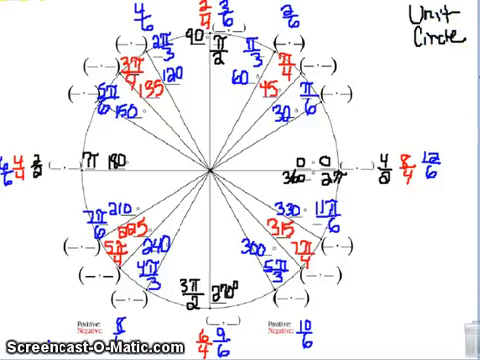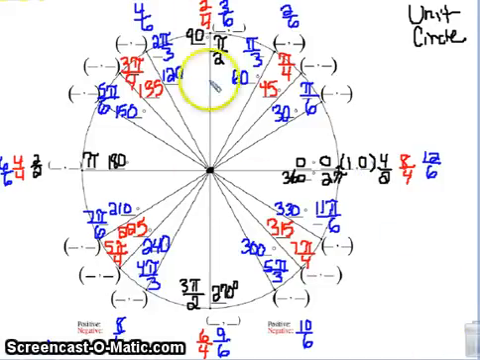So our unit circle has a radius of 1 unit. This is our origin, and if we go out to the side of the circle, that distance is going to be 1. So the coordinate right here, if we go out 1 and don't go up and down, is going to be 1, 0.